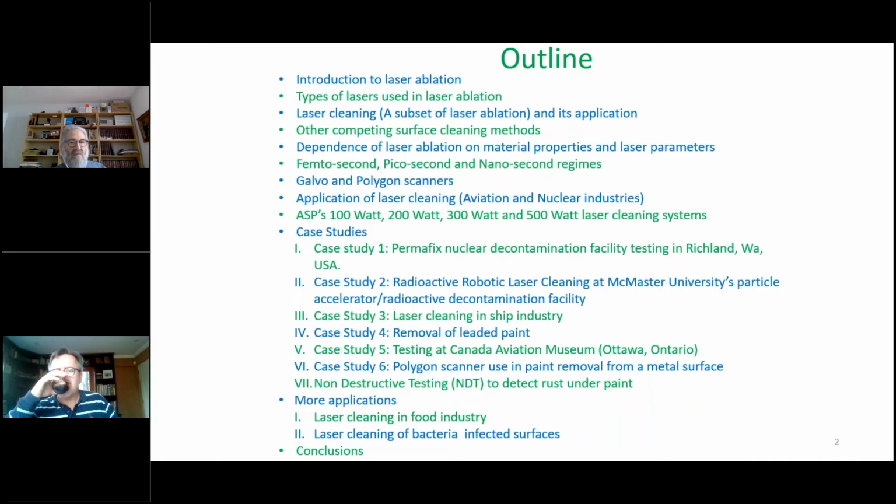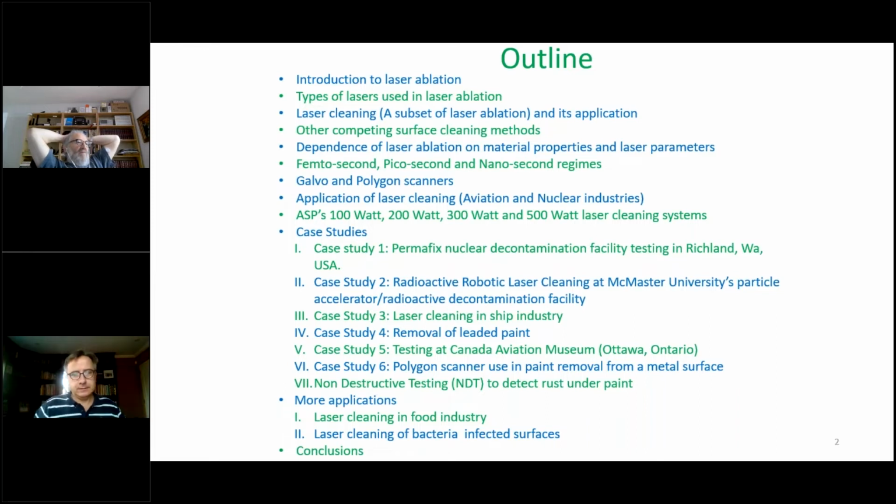Then we look at some types of lasers used in laser ablation, and we show a video of laser cleaning and compare them with the other competing surface cleaning methods. We go into the physics of laser cleaning and talk about the dependence of laser ablation on material properties and laser parameters. We explore different time zones, femto, pico, and nanosecond regimes. We compare galvo and polygon scanners. And then we talk about some applications of laser cleaning, aviation and nuclear industries.